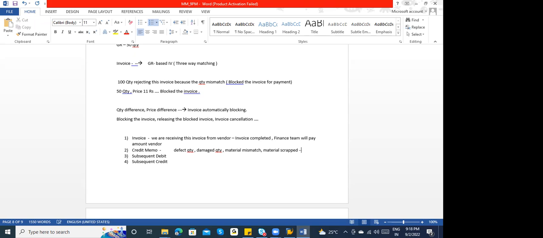In this case, we are returning these goods to the vendor, vendor returns, and then we raise a credit memo to the vendor. Why? Because we already paid. Once we received the stock, we already paid. Now we verify the stock and find that it might be defective or damaged, or we received the wrong materials, or it is scrap, completely spoiled. In those cases we return the stock to the vendor and raise the credit memo. So when we create a credit memo, what will happen?